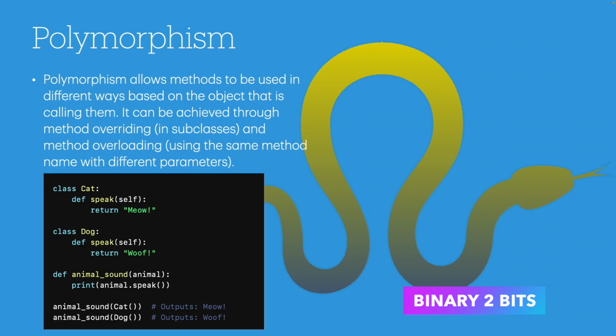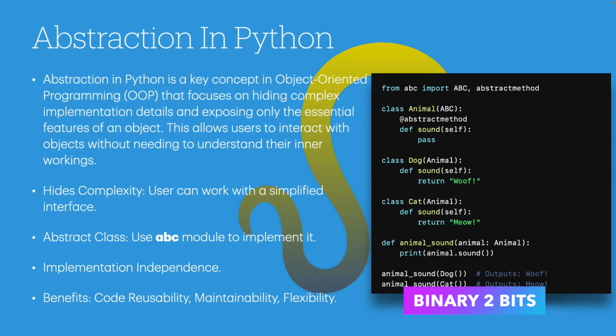Here is the example you can observe. Cat and Dog are two classes, and we have a speak method in each. Based on the class provided, it speaks differently.